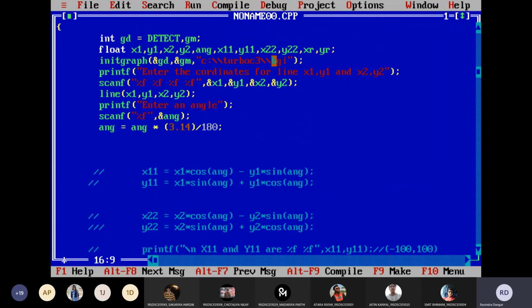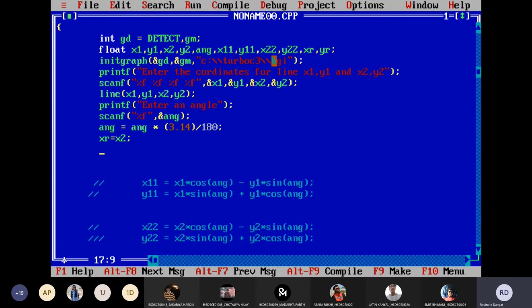And here you can assign the value xr is equal to x2 and yr is equal to y2. Are you getting me what I have done? Yes, sir. So we are going to consider this second point as a reference point. So x2 and y2 will be treated as xr, yr. Now, based on the equations of rotation with respect to reference point, we are going to rotate the first point, which is x1, y1.